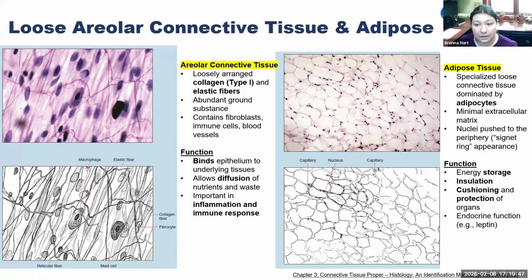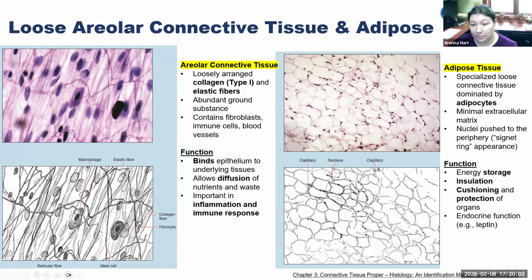Its main thing is to bind epithelium to underlying tissues. So think of skin, how skin is being bound to the underlying musculature. It's allowing diffusion of nutrients and waste. And then it's also really important for inflammation and immune responses.